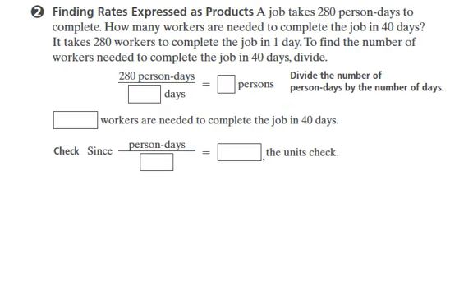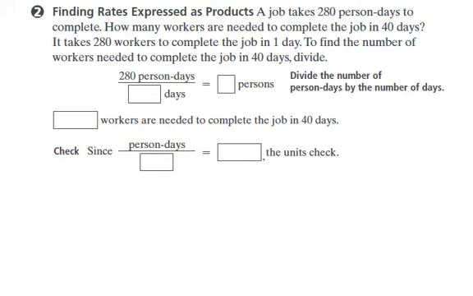Example 2. Finding rates expressed as products. A job takes 280 person days to complete. How many workers are needed to complete the job in 40 days? It takes 280 workers to complete the job in 1 day. To find the number of workers needed to complete the job in 40 days, divide.